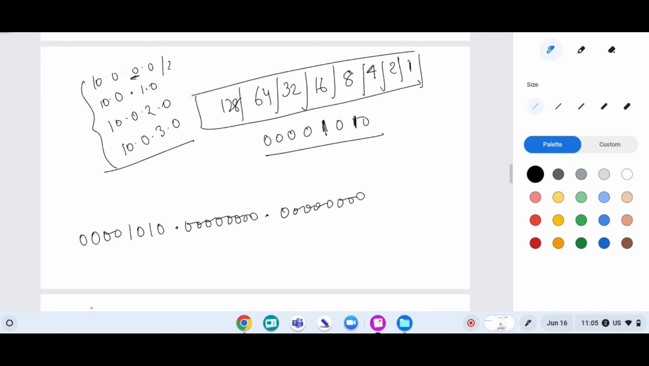So the first bit is done. Now for 1, all 7 are zeros, the rest. There is 2, so this is 0, and all the rest are zeros.